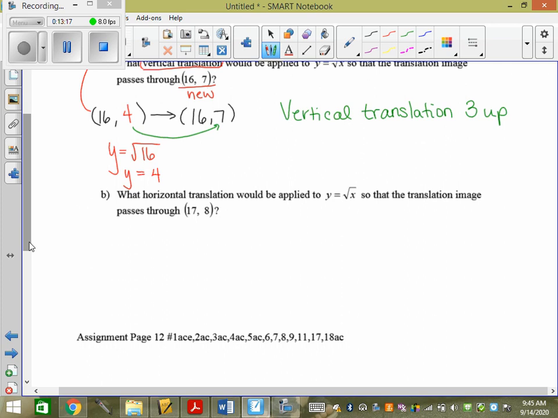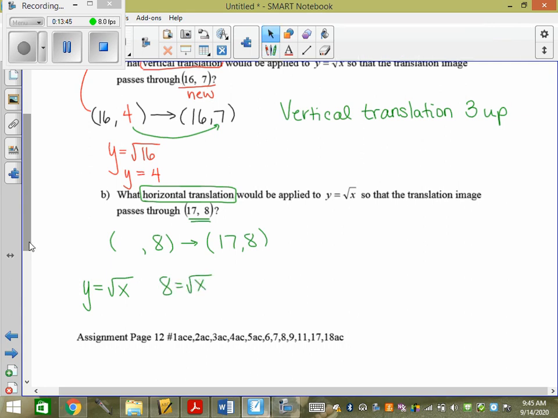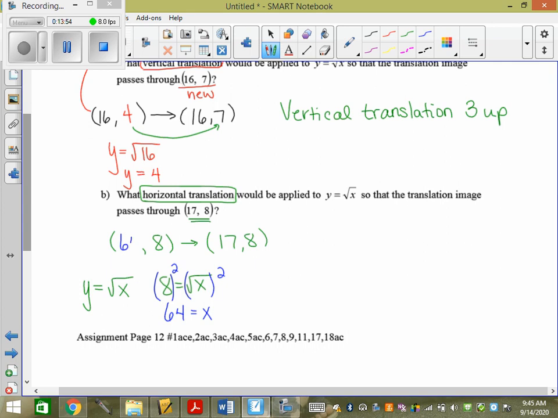What horizontal translation would be applied to y equals square root x so the translation image passes through 17, 8? So now we have a horizontal translation. So what doesn't change? The y, right? So we have 17, 8. So this was something, 8, right? And we plug it back into our y equals square root x, but this time we plug it in for the y. So we're going to get 8 equals square root x. How do I get rid of a square root? Square it. So 64 equals x. So it was 64. It's now 17.